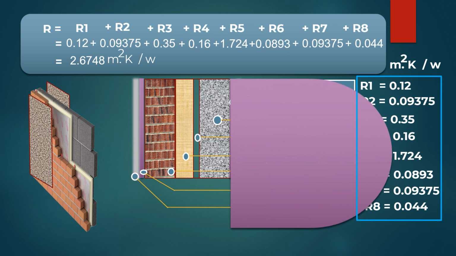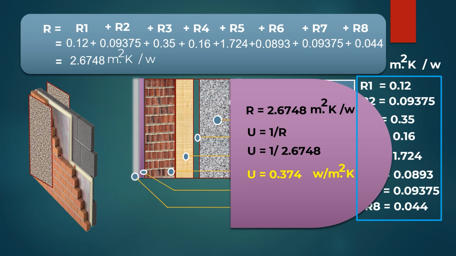So the resistance is 2.6748 meter square K per watt, and we know the overall heat transfer coefficient U equals 1 by R. If we put in the value of R, we get U equal to 1 by 2.6748, or U is equal to 0.374 watt per meter square K. So this is the final U value of the wall.